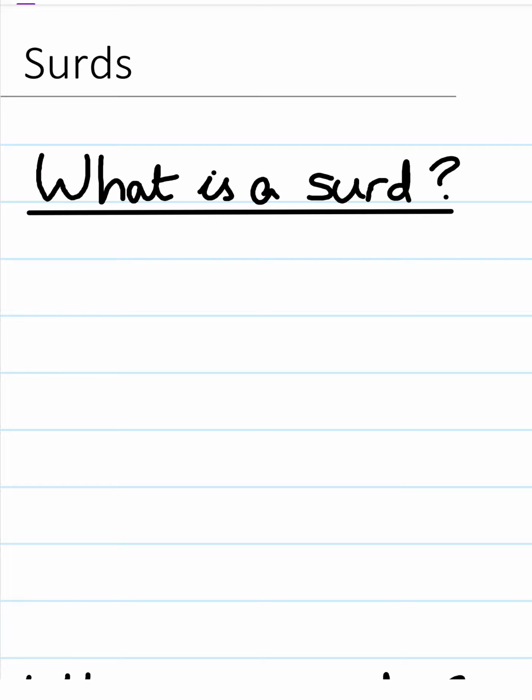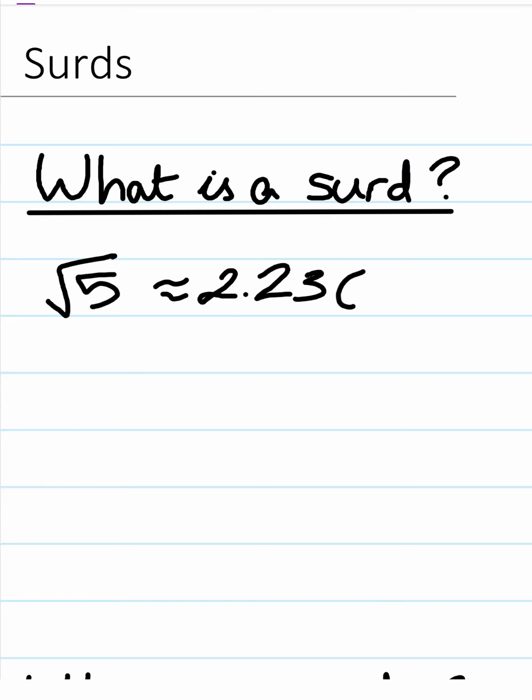To start off with, what is a surd? A surd is basically a root that can't be simplified into a whole number. This makes it an irrational number, meaning it can't be written exactly as a fraction, and its decimal goes on forever without repeating. For example, the square root of 5 is approximately equal to 2.236, but it actually goes on forever. This means that the square root of 5 is a surd.